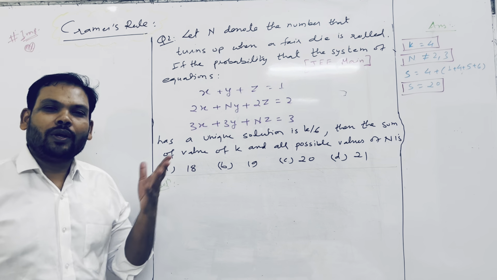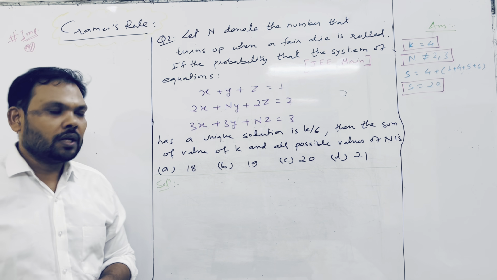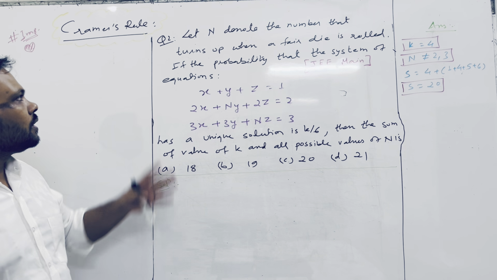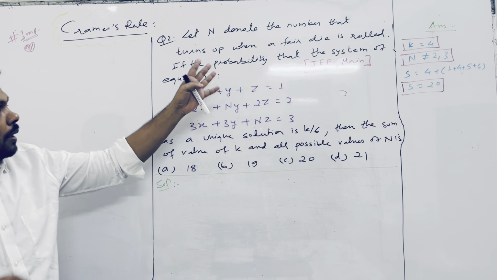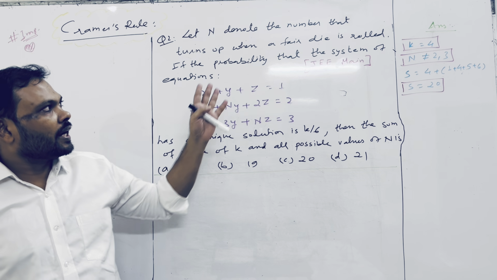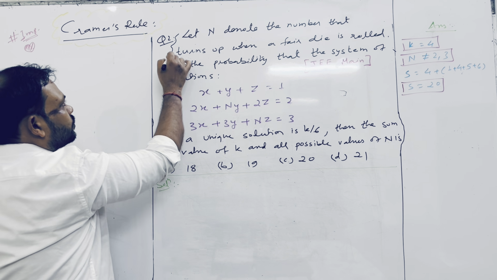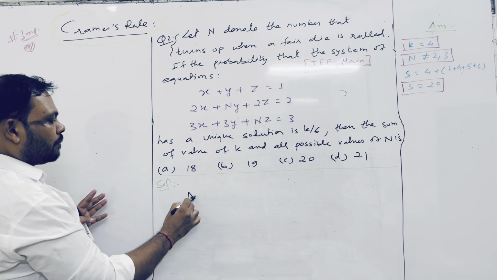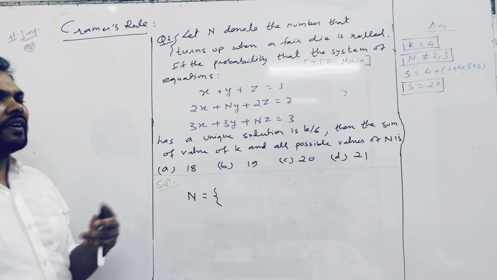Okay, children, now let's solve the next question. This particular question belongs to JEE Mains level. So let's read the question first of all. Here the question says that capital N denotes the number that turns up when a fair die is rolled. So the first line of the sentence says that N denotes the number that turns up when a fair die is rolled.